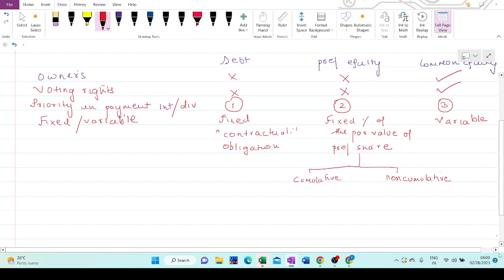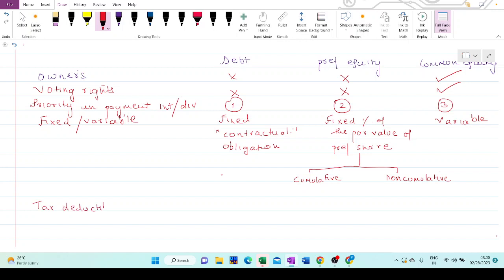Right, guys. The next point that we need to cover is tax deductibility. Is interest on debt tax deductible? Yes, it is. Are dividends tax deductible? Do preferred dividends reduce your tax outflow? Do common dividends reduce your tax outflow?